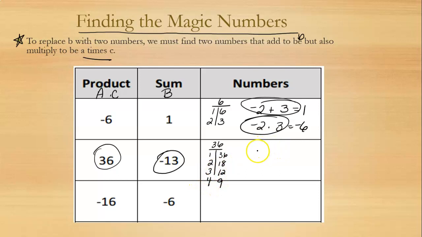So let's think this through. If I need these to multiply to be positive 36, 4 times 9 works, but also negative 4 times negative 9 works, and negative 4 plus negative 9 is negative 13.